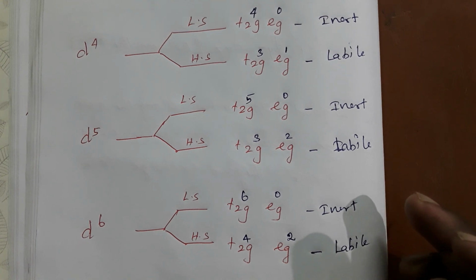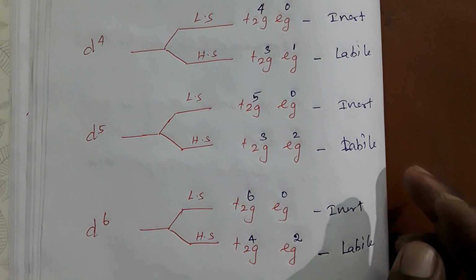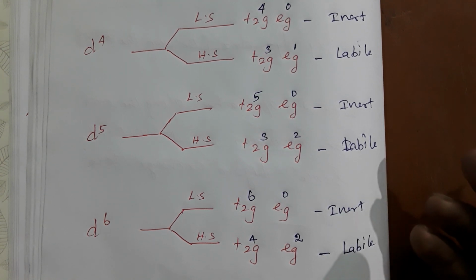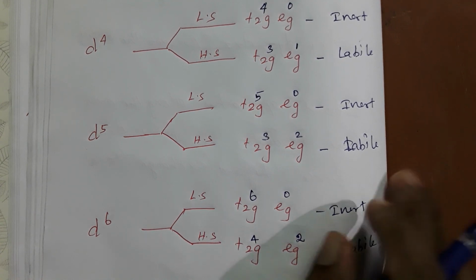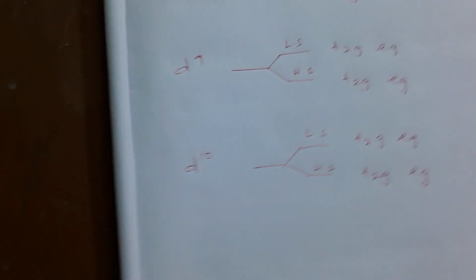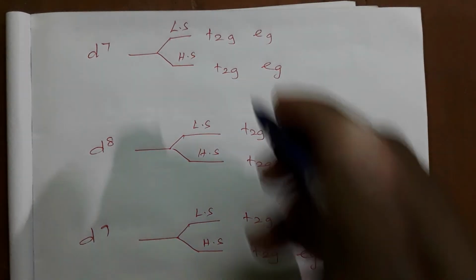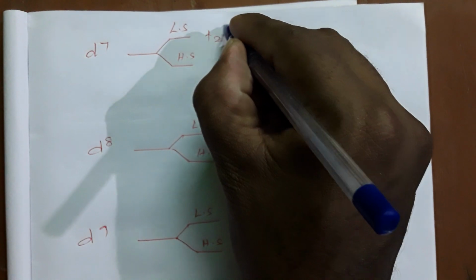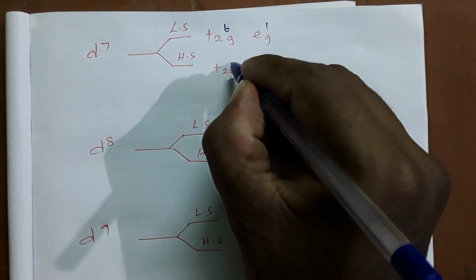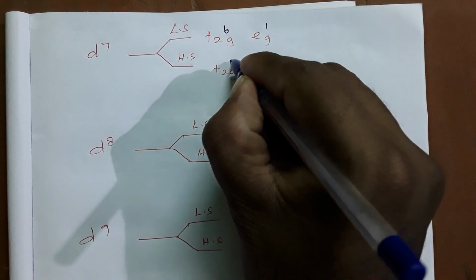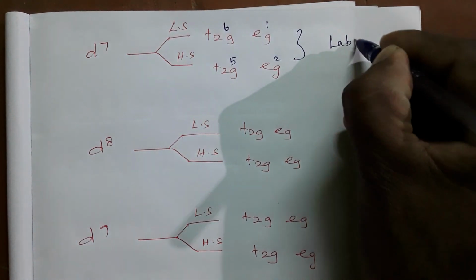So after that, going to d7, d8, d9 and d10, electrons are always in the Eg orbitals. So d7 to d10 are always labile complexes. Let us see that also for the d7 configuration. We have t2g 6, eg 1, and t2g 5, eg 2. So both are labile complexes.